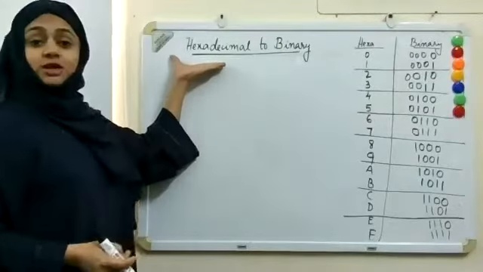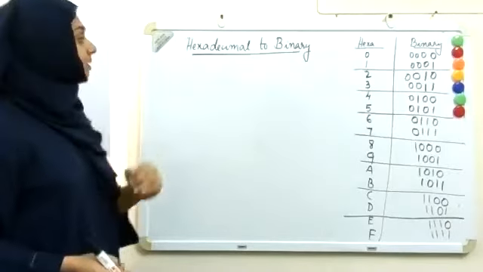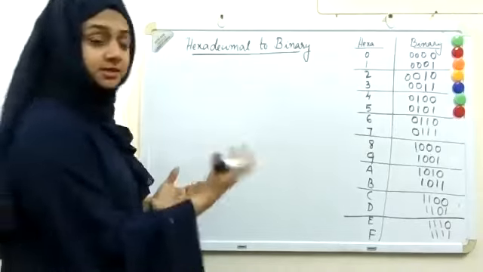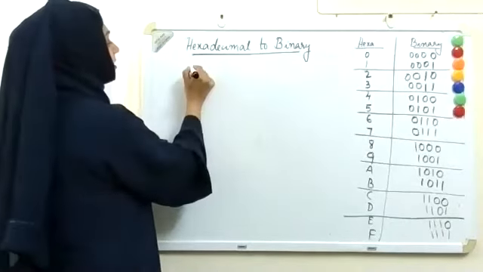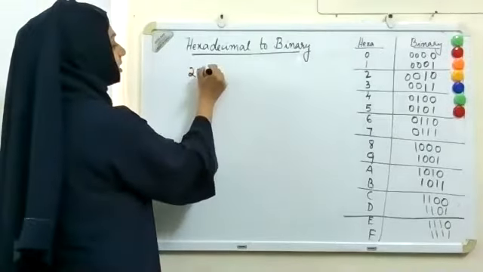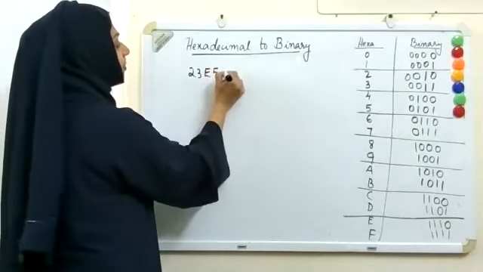So let me take one hexadecimal number with a point. Let it be 23E5.